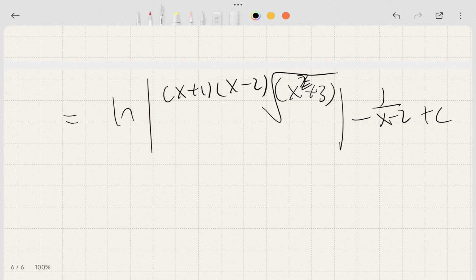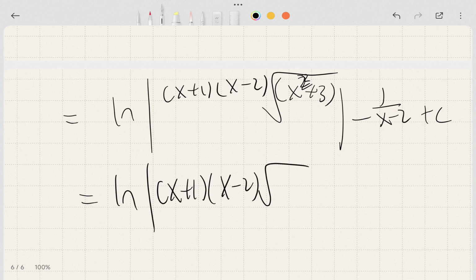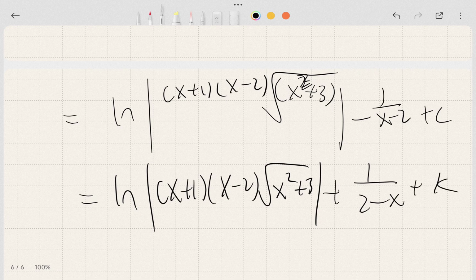But this question is quite a difficult one. And I quite agree that it is extremely difficult. And we can simplify it a bit more to get this form, but it is quite a difficult integral overall, and this is the answer.